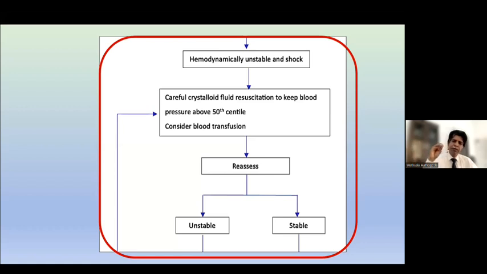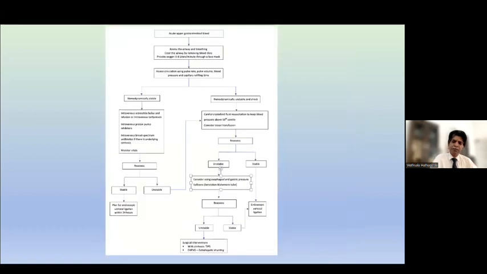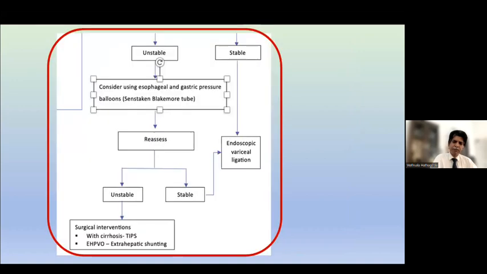Once you do that, you can use some octreotide as well as terlipressin, and then reassess the patient. Then you can again classify whether the patient is stable or unstable. So then we go to this section. If the patient is stable, you can plan for variceal ligation within the next 24 hours.